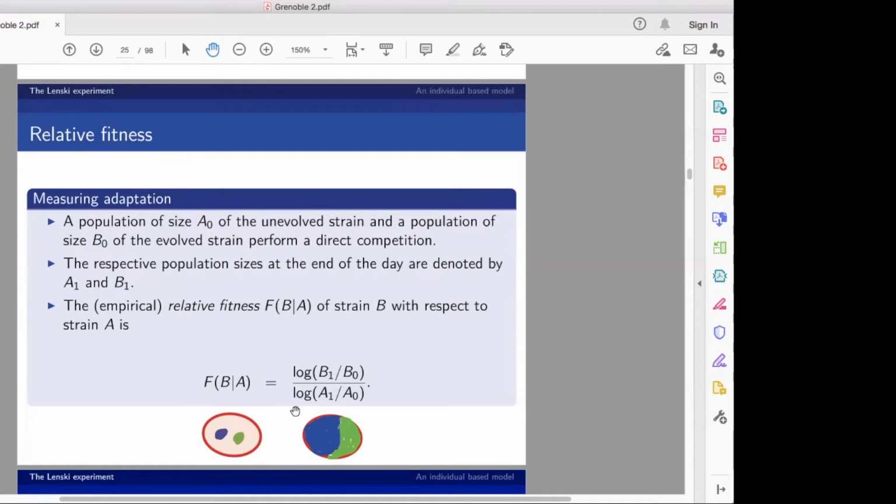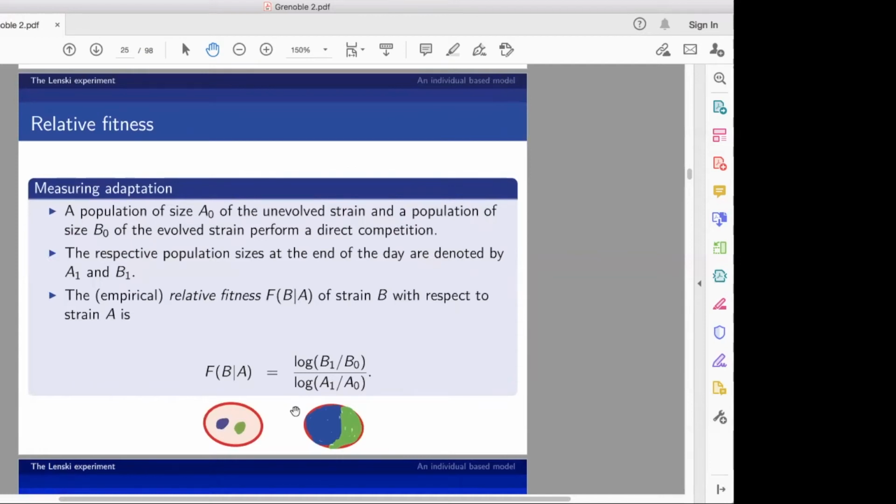And one thing that you need is a fixed medium in order to say who is more adapted, because you need to be adapted to some particular conditions. And also you need a way to compare different strains. And all of this is possible in the Lenski experiment.